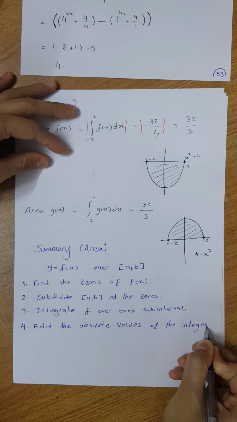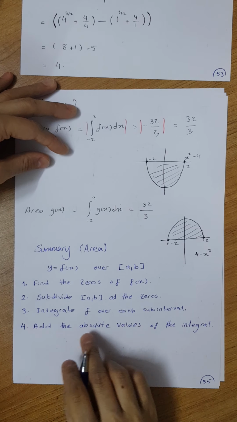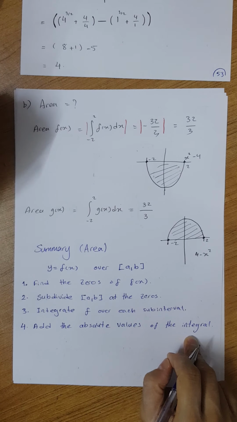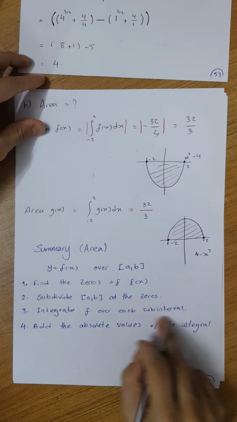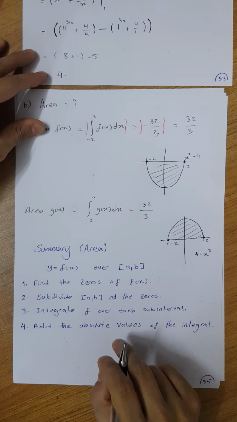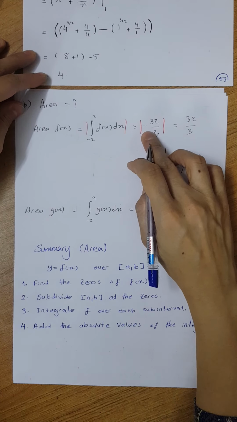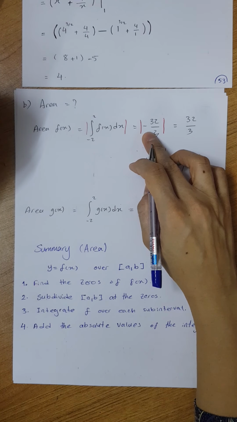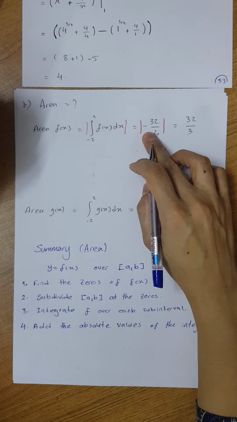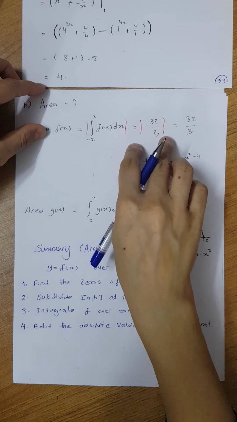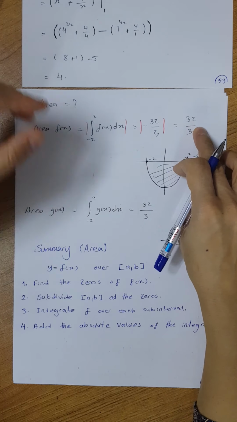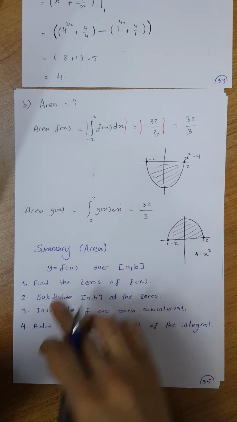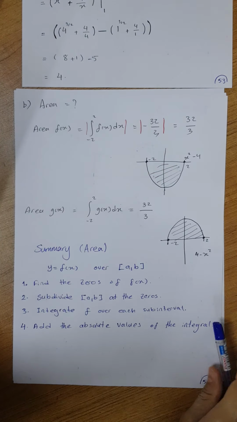Why are we adding the absolute values of the integrals? Because if you do not take those absolute values, we may get negative numbers, and negative numbers will vanish some of the parts of the area. So it is better for you to first take the absolute value so that the area becomes something positive, and then you add the results.